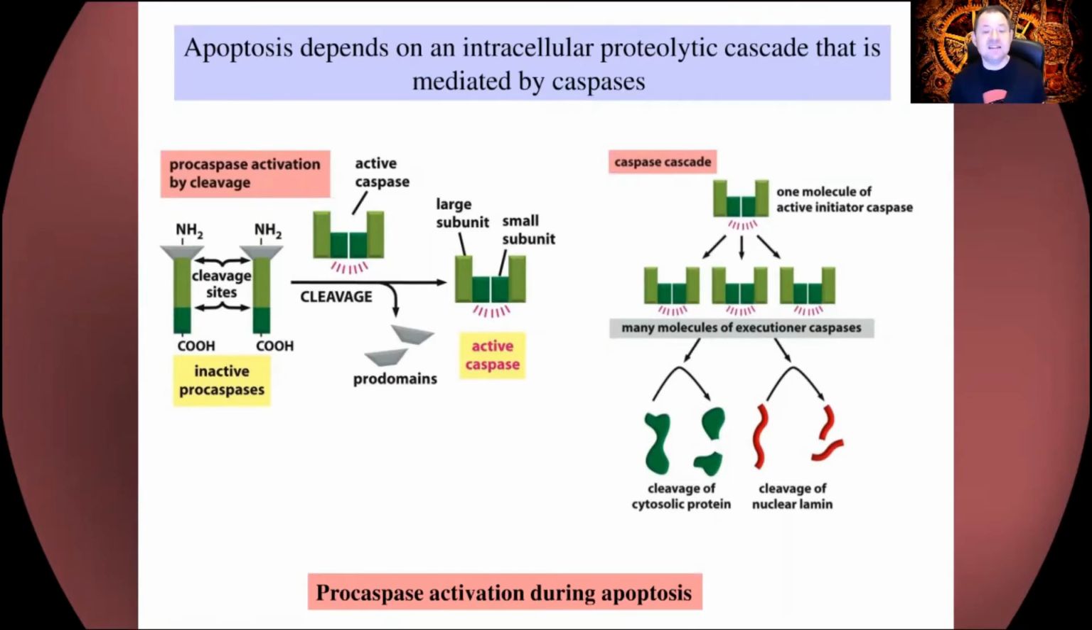So these caspase enzymes are very important. They exist in the cell as inactive procaspases. When they are activated, they become caspases. First, the initiator caspases are activated, and then the initiator caspases activate the executioner caspases, which cause cell death.